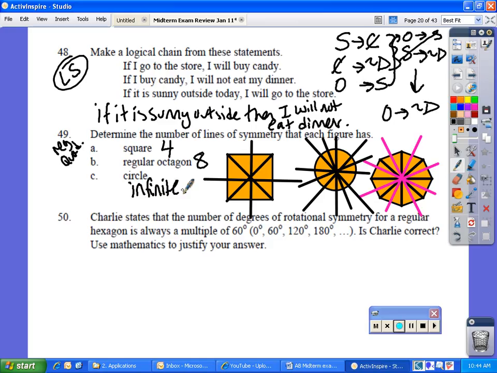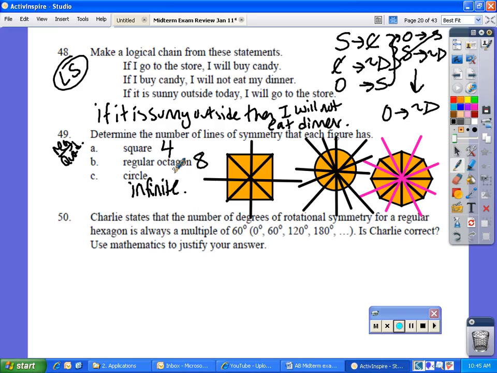So I want to go back to that whole regular thing. If it is a regular figure, it has the same number of lines of symmetry as the number of sides. So a square is a regular quadrilateral. Quadrilaterals have 4 sides. That's why it has 4 lines of symmetry. Octagon, 8 sides, 8 lines of symmetry.